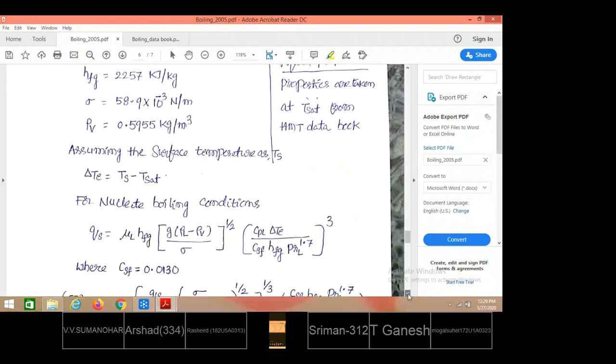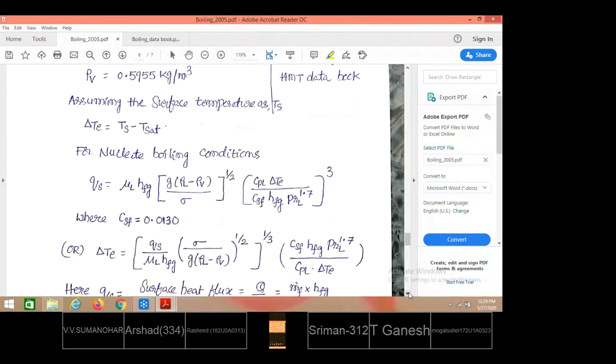What they are asking is the surface temperature. Surface temperature means first getting delta T_e. Delta T_e is the difference between the surface temperature and the saturation temperature. Saturation temperature is known as 100. Then Ts we have to find out. That is what they are asking you to calculate.